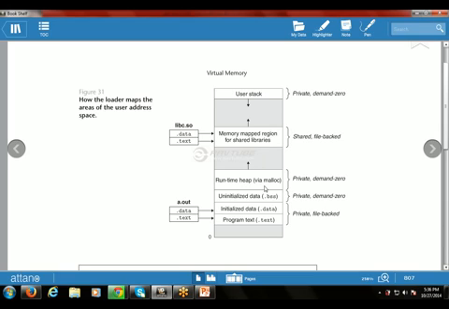There is a runtime heap that is done via malloc. There is uninitialized data that is done using the BSS. Then initialized data that is done using the .data. Then program text that contains the text. These are private demand zero. These are private file backed. This is the a.out, that is the data and text. So this is how the loader maps, or how loading can be performed on, the areas of the user address space. One is your program text, then initialized data, uninitialized data, runtime heap, memory mapped region, and user stack.